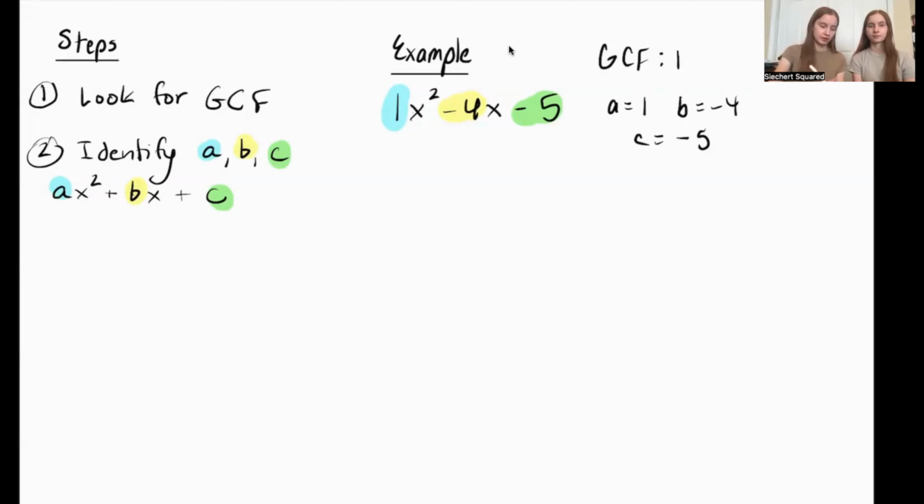So from there, our very next step, the way that we're going to factor these trinomials is a method that we've learned called the diamond method.